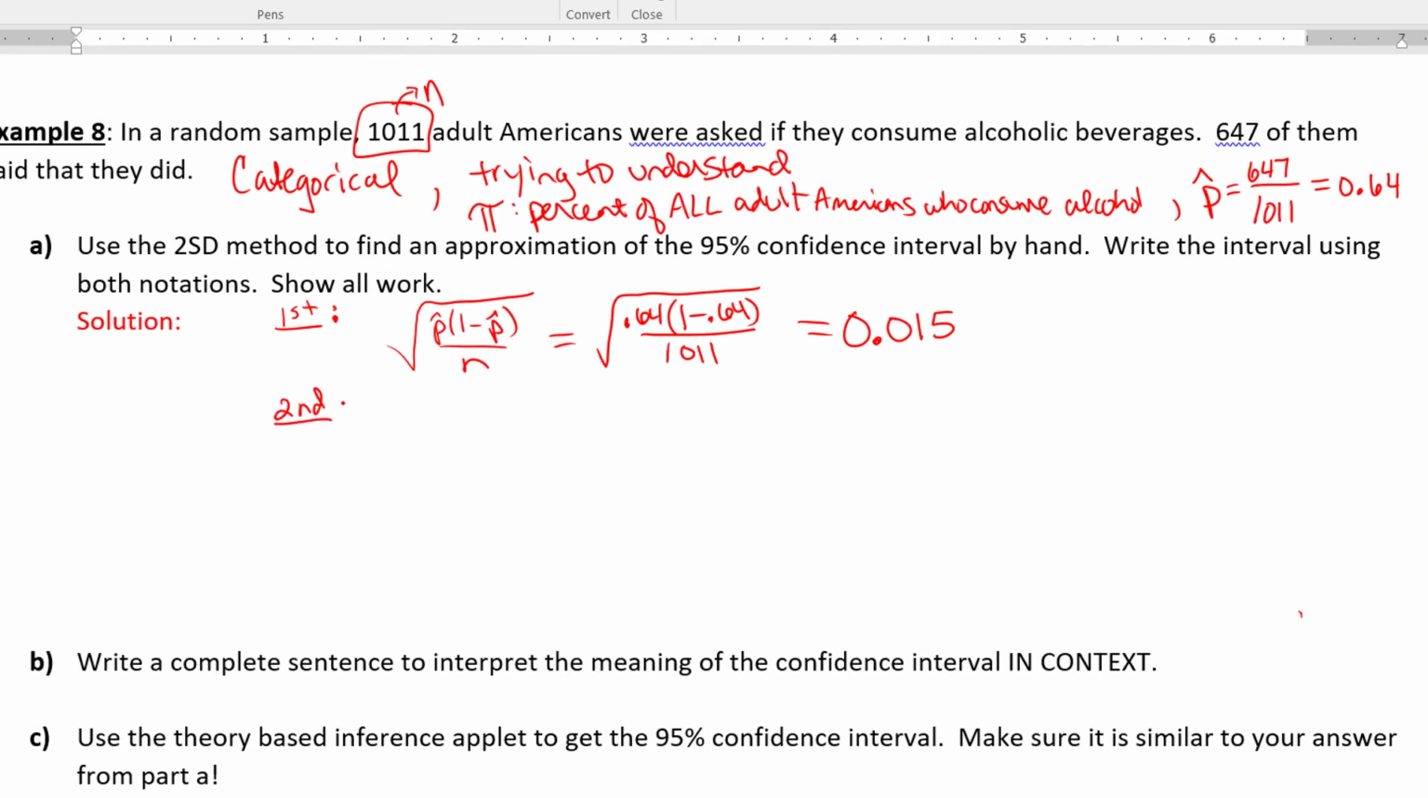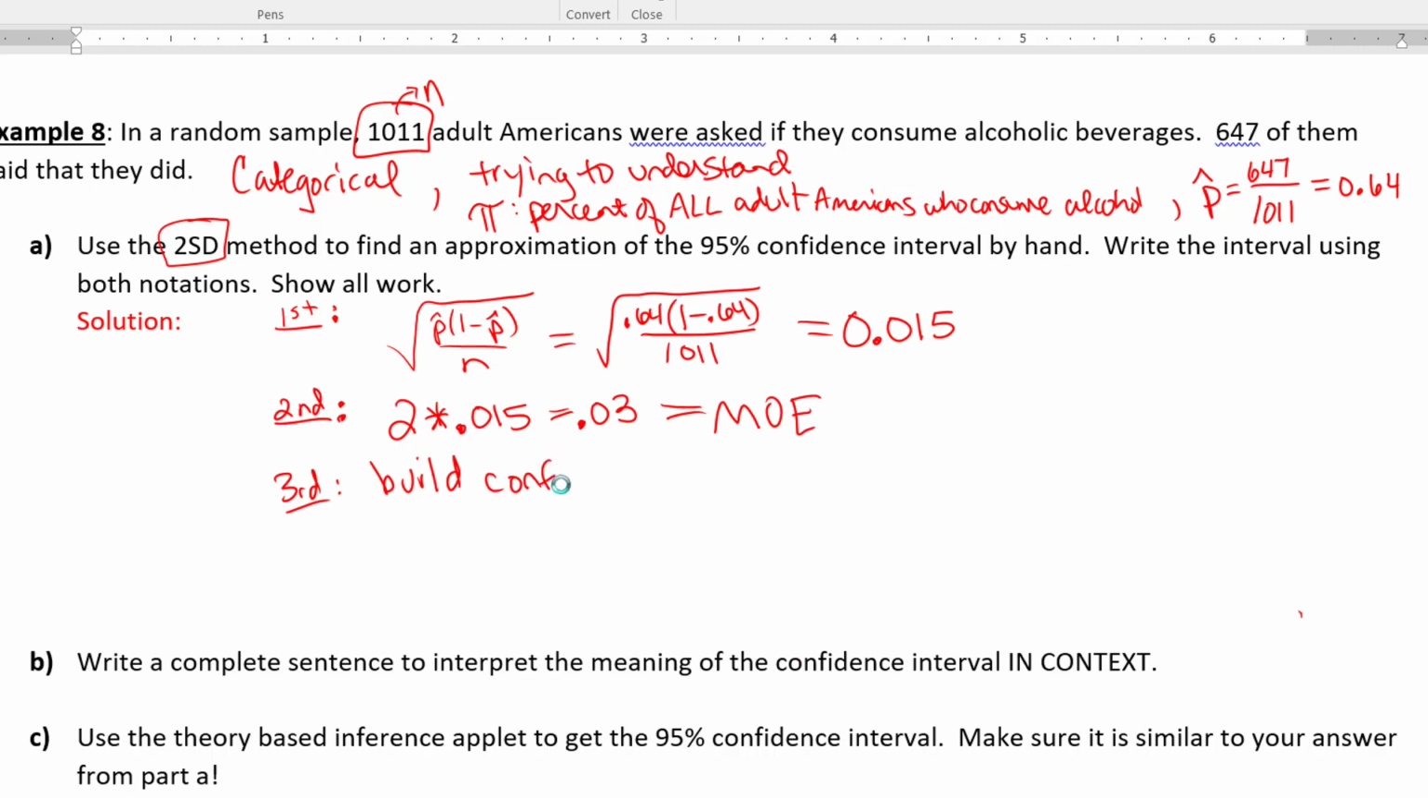Second, we're going to double it. That's why it's called the 2SD method. It's 2 times that standard deviation of the distribution of sample statistics. So 2 times the 0.015, you'll get 0.03. What you have just found here is our estimate of the margin of error. So when you do the 2SD method, the 2SD is your estimate of the margin of error.